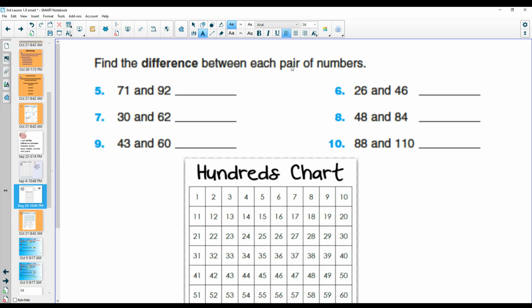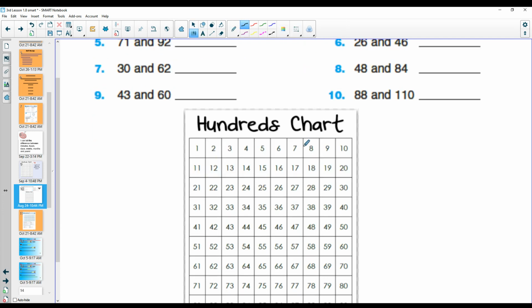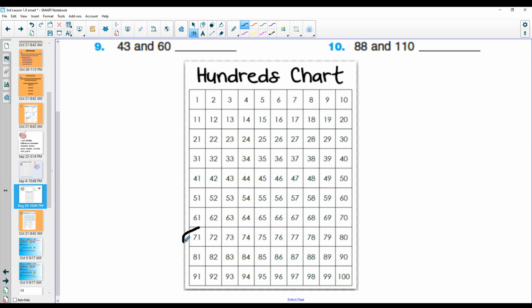Find the difference between each pair of numbers. I'm finding the difference between 71 and 91. So I'm going to find 71 and here's 91. If you know the pattern that goes with the hundreds chart, these go up by ones. When I move to the right, I go up by ones. When I move backwards, I'm going down by ones. When I start at a number and I move down boxes, I'm moving up by tens.